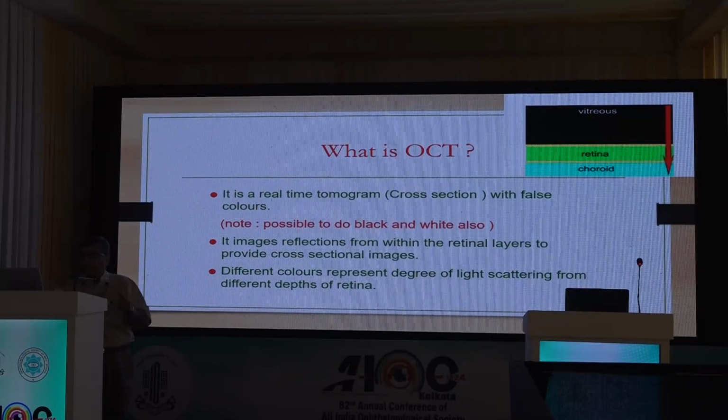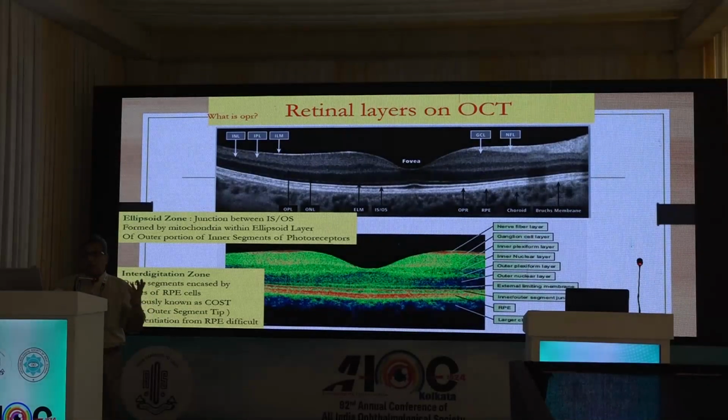Now, what is an OCT? The OCT is actually a real-time tomogram. It's a cross-section with false colors. You can do it in black and white also, but either way, pseudo colors or black and white can be used. It basically images the reflections from within the retinal layers to provide these cross-sectional images. That's because of interference at each level, and the different colors represent different degrees of light scattering from different depths of the retina. If you look at this, it is actually like seeing a histological picture of the retina. Just like you can see the 10 layers of the retina on a histopath, you can see the same things in an OCT.